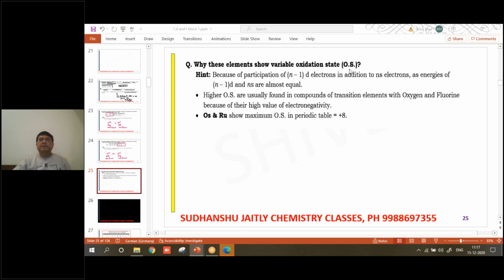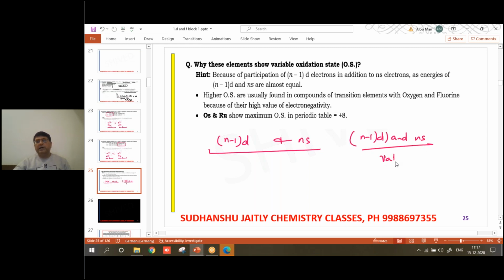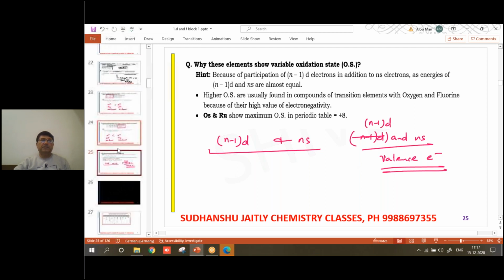Why do these elements show variable oxidation state? The (n-1)d, the penultimate or second-last shell, and ns have almost similar energy. Due to this reason, the (n-1)d and ns are both called the valence shell, and therefore the electrons in them are considered to be valence electrons. So they can show variable oxidation states.